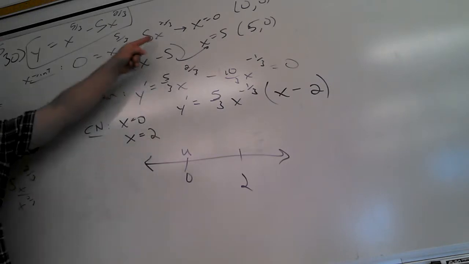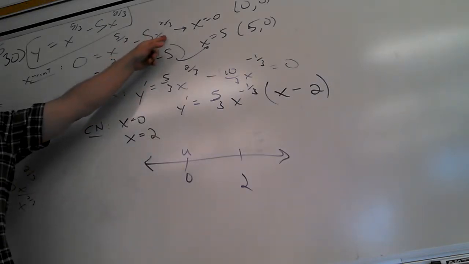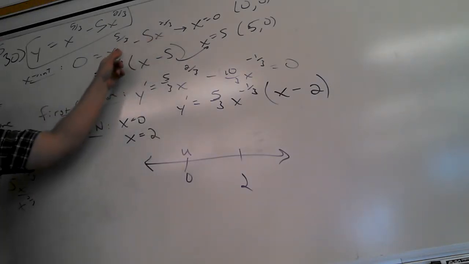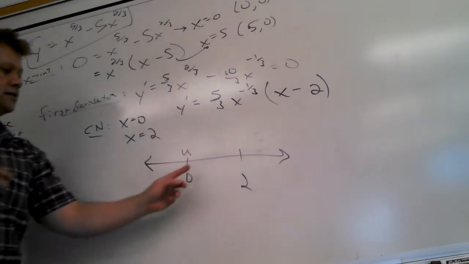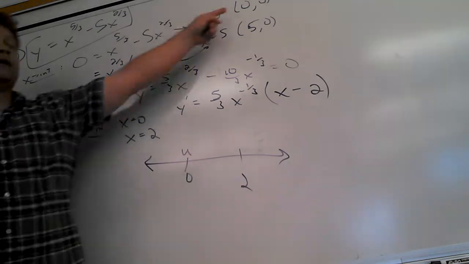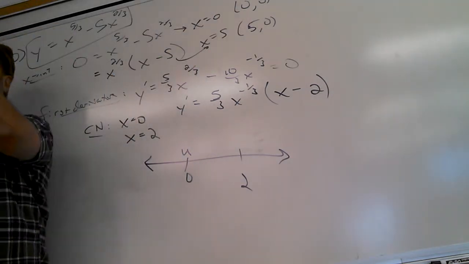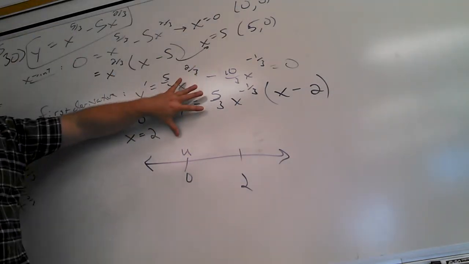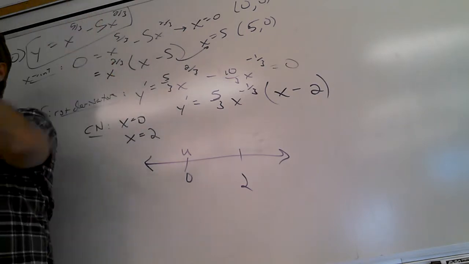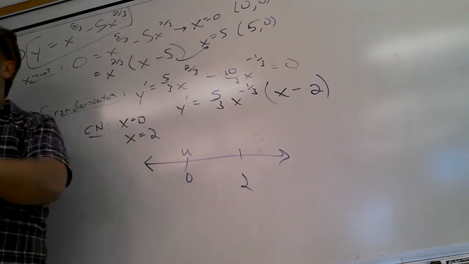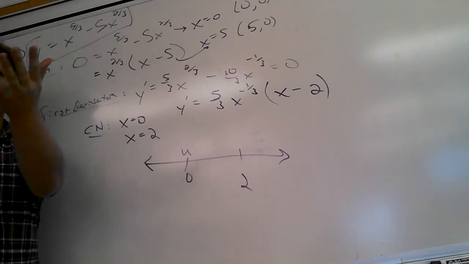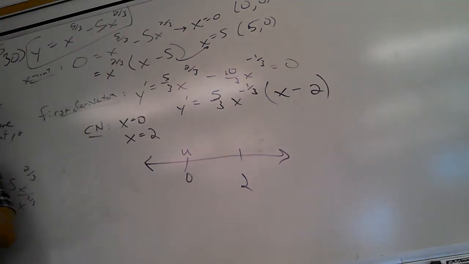Now, the function itself, does it have a problem at 0? It should not. No, there's a point, (0, 0). So those two things together, something weird happening there, but it exists, tells me it's probably some kind of cusp. Right? First derivative doesn't like it, but the function's cool with it. If the function didn't like it either, that's an asymptote. But we already knew, like you said, no asymptotes here, right?